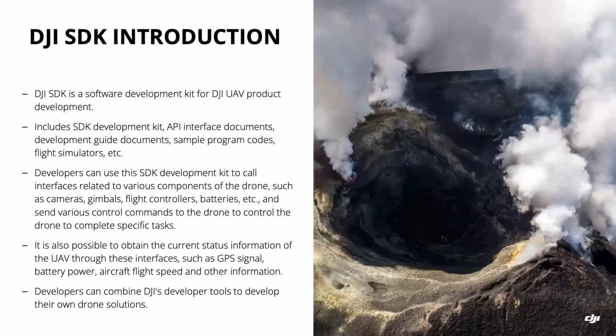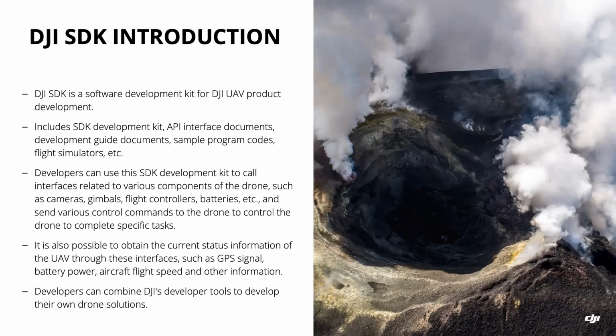DJI's SDK is a software development kit for DJI development around our drone products. This SDK development kit includes items such as API interface documents, guides, sample program codes, and even flight simulators. Overall, this enables developers to combine different tools to develop their own drone solutions.